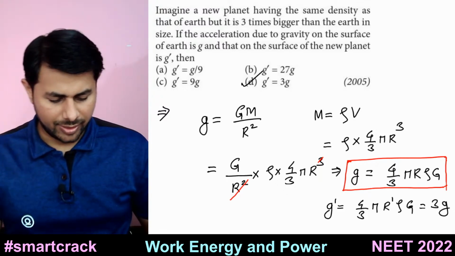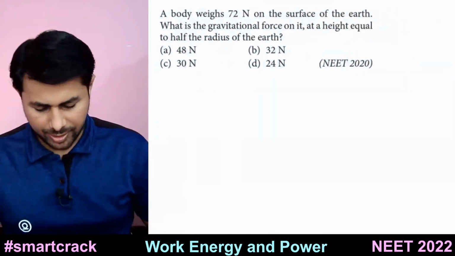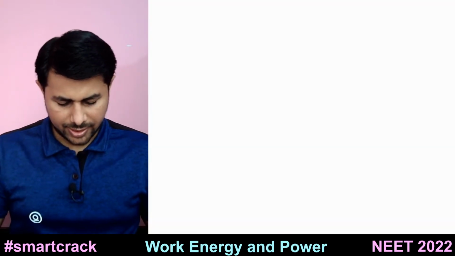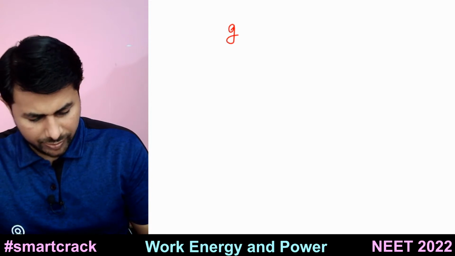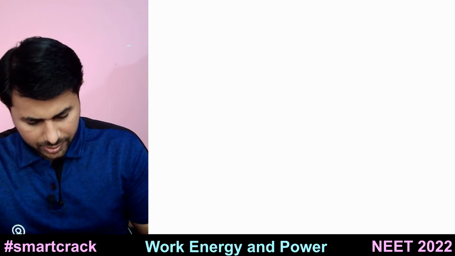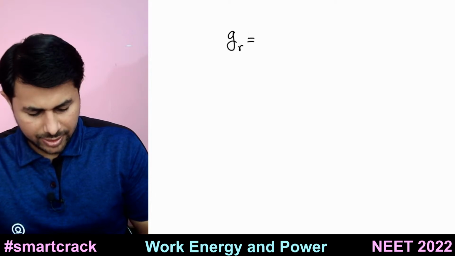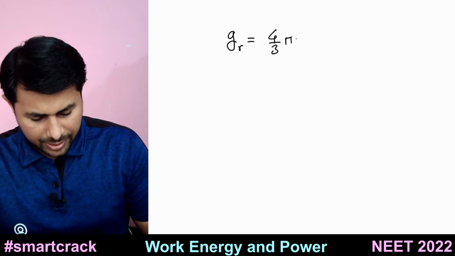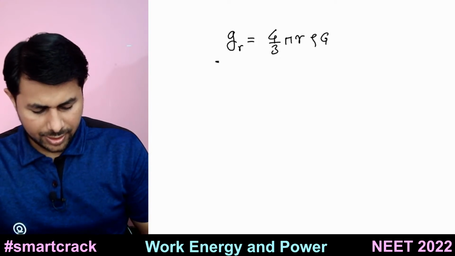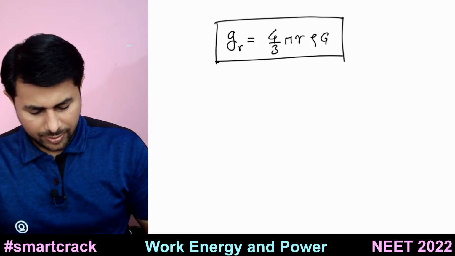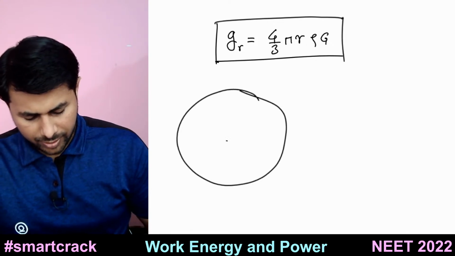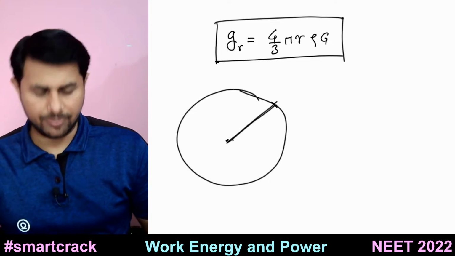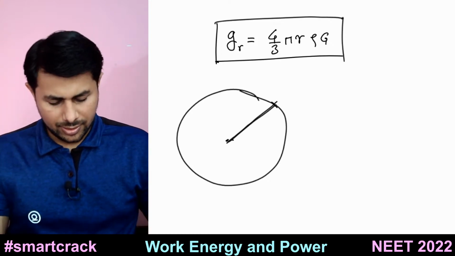Okay, what I mean when I say this formula is applicable, I mean not like this. So g at r is equal to 4 by 3 pi r rho G. This formula is applicable from where to where? From this point, the center of Earth, up to the radius of Earth. Okay, all right.